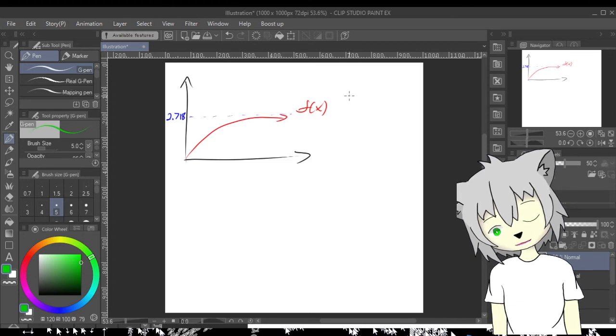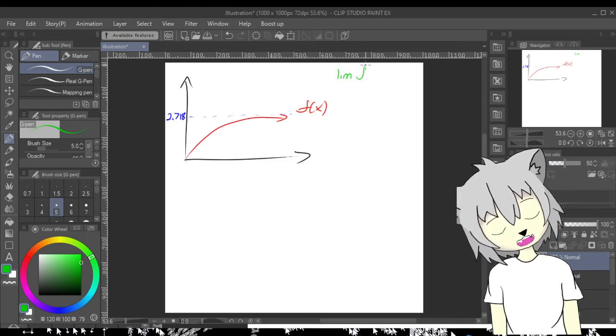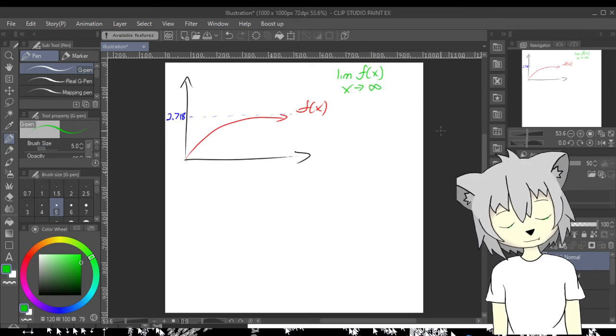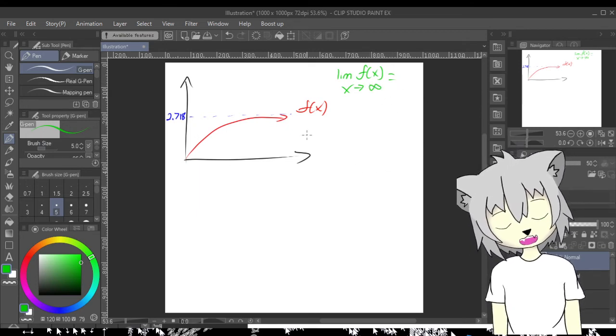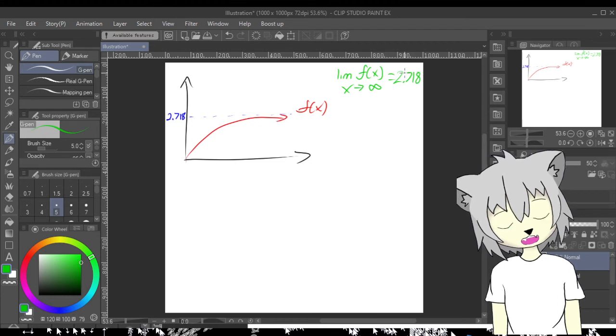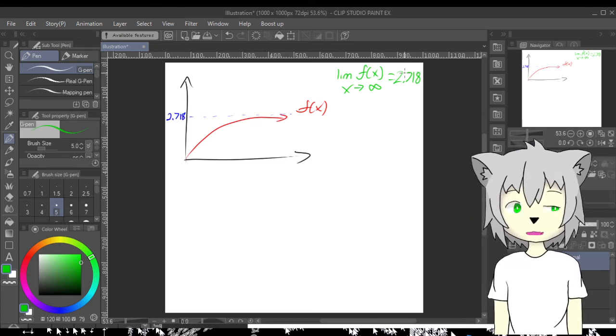You can technically define the limit of f of x as x approaches infinity. You can write a limit such that x approaches infinity. And if it approaches a specific value, then you could literally straight up write that.